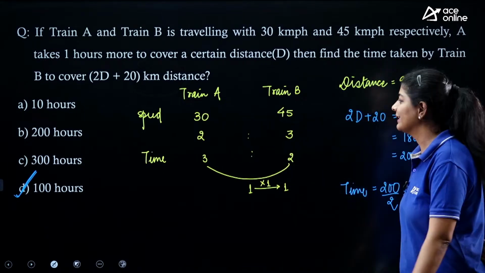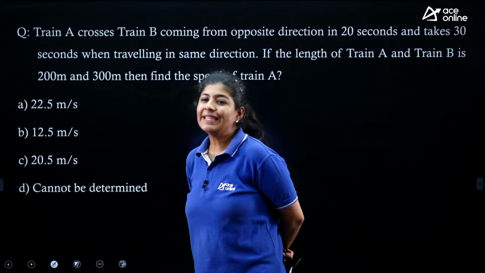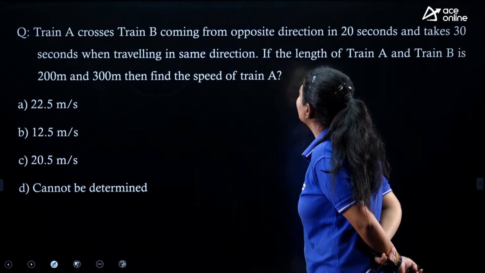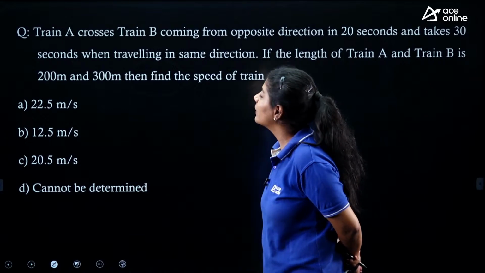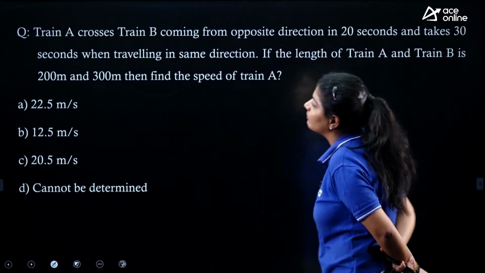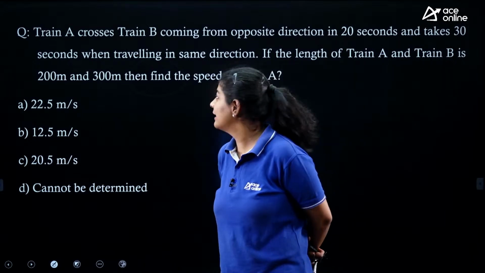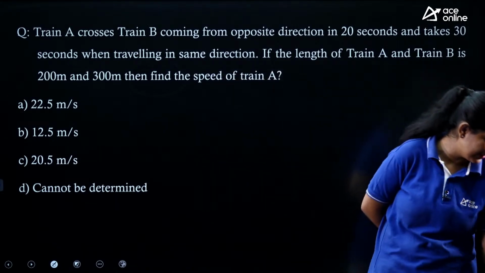It's quite easy. Next. The next question says that train A crosses train B coming from the opposite direction in 20 seconds and takes 30 seconds when traveling in the same direction. If the lengths of train A and train B are 200 and 300 meters, then find the speed of train A. This is again a very easy one.